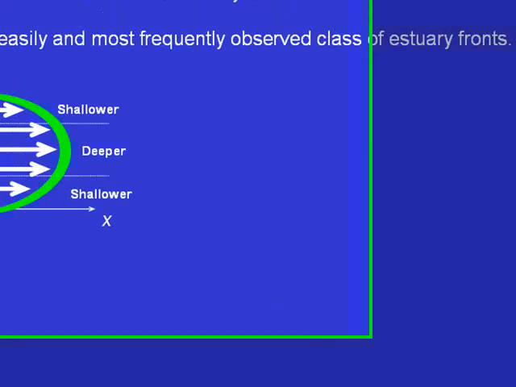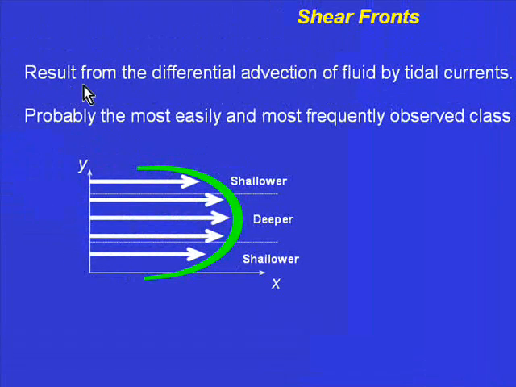Then we have the shear fronts. And these are also very neat. You can see these in St. Augustine Inlet. And I'm sure we'll be able to see those in Ponce de Leon Inlet when there's some fresh water input there. So this results from the differential advection of fluid by tidal currents. By that we mean that the flow will be laterally sheared. The tidal flow can be laterally sheared because of bathymetry, right?